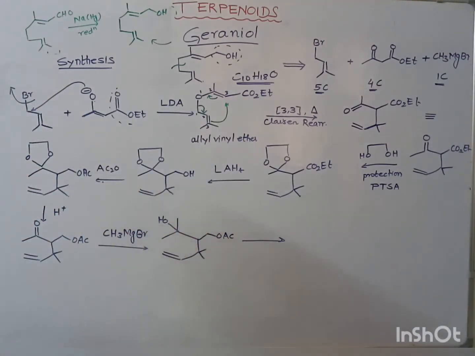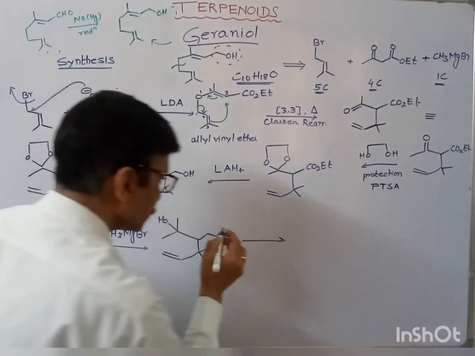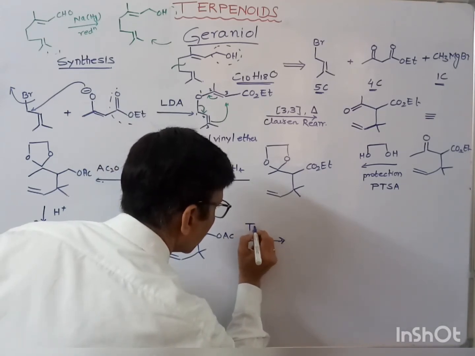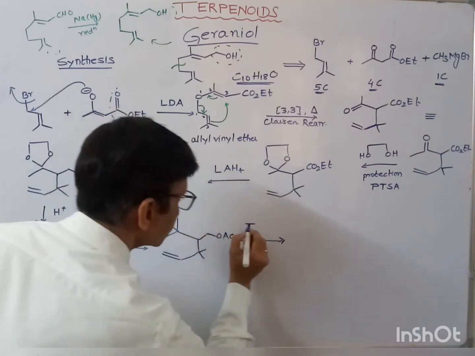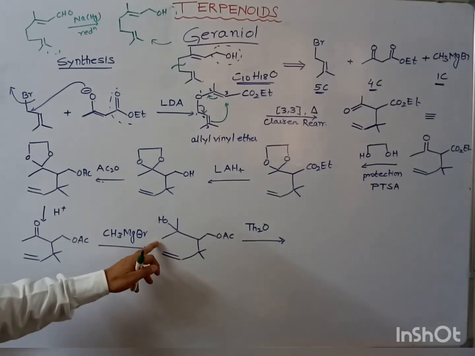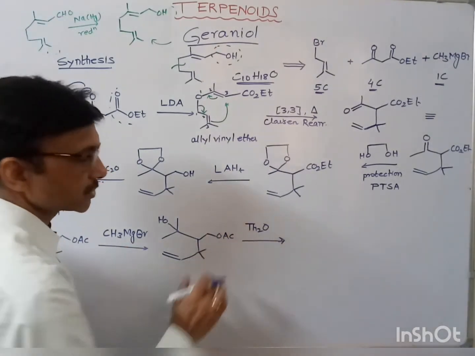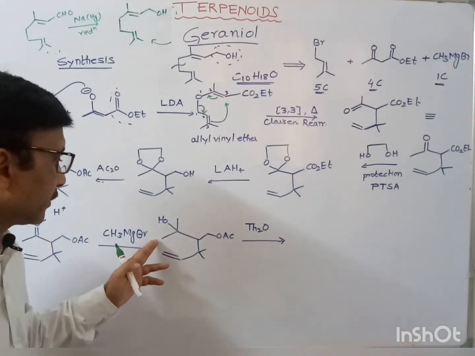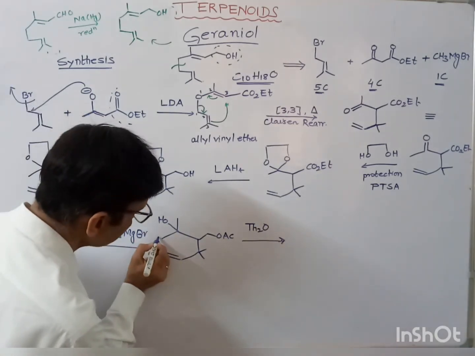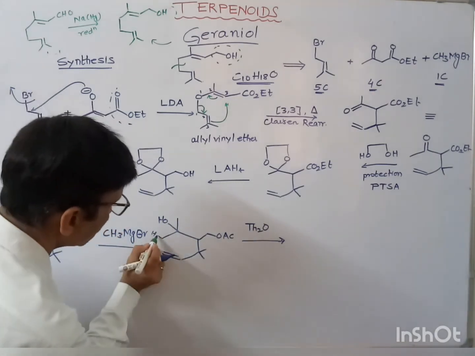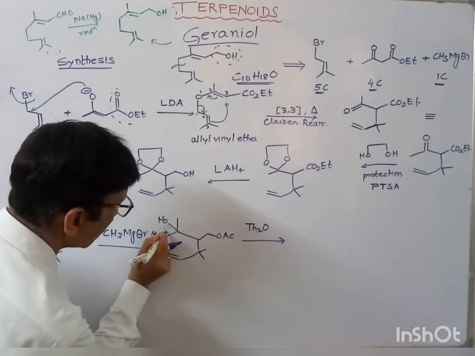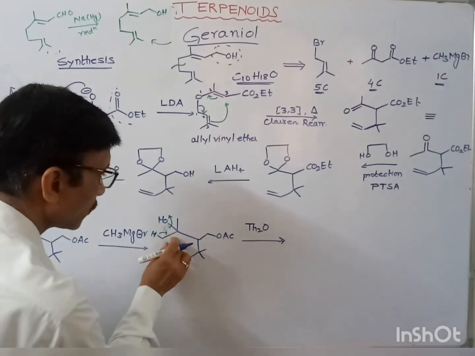Now what should we do further? It will undergo dehydration. This OH group is present, so in presence of thorium oxide, this may undergo dehydration. This thorium oxide may give you the Hofmann product. Suppose one of the H is present over here. So this H and this OH will be removed, and we will have a double bond over here.